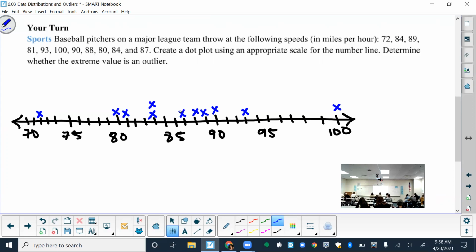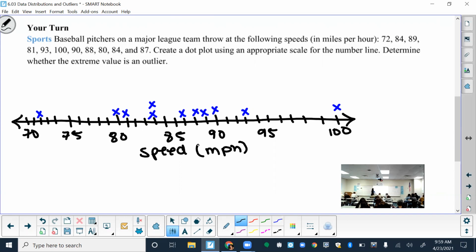All right, so make your number line and your X's, your dots. When you're finished, compare yours to mine. All right, so looking at our dot plot, where is the data mostly distributed?